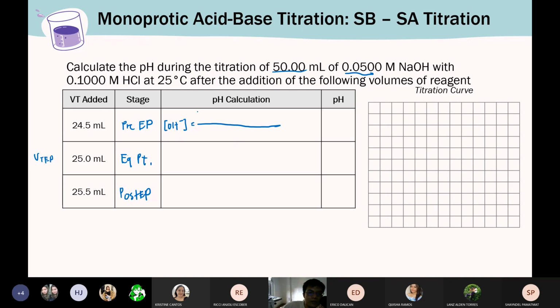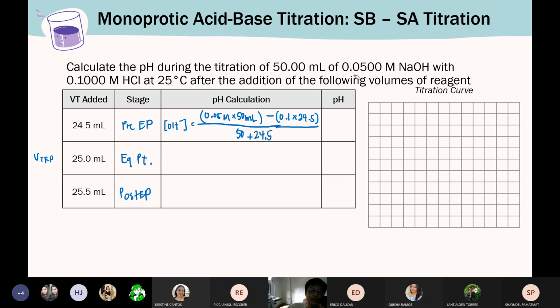Okay, so MAVA is 0.05 molar sodium hydroxide times 50 ml, minus MTVT. Okay, so the 0.1 molar times 24.5. Then 50 plus 24.5.